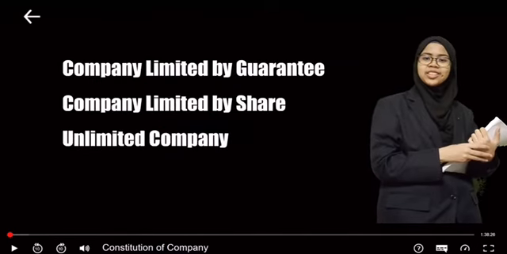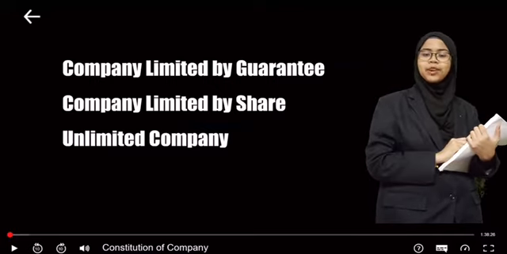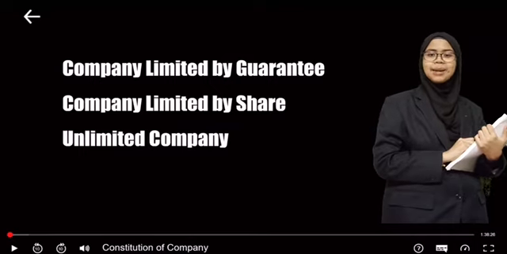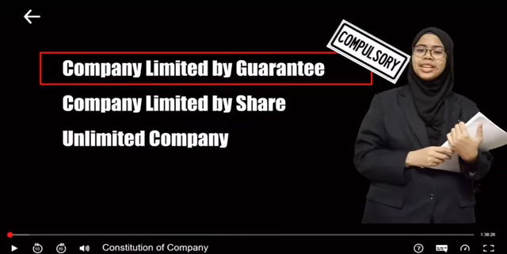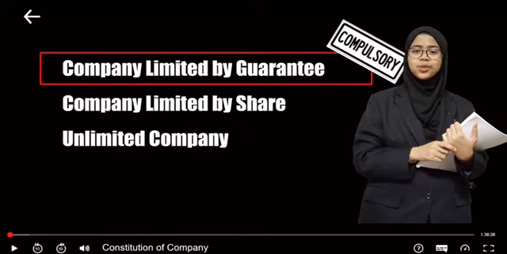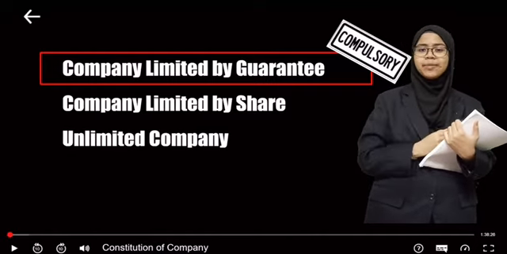According to Section 31, Subsection 1 of Company Act 2016, it is not mandatory for a company to have a constitution unless the company is a company limited by guarantee, which means that the company limited by guarantee is compulsory to have a company constitution while others may or may not have it.